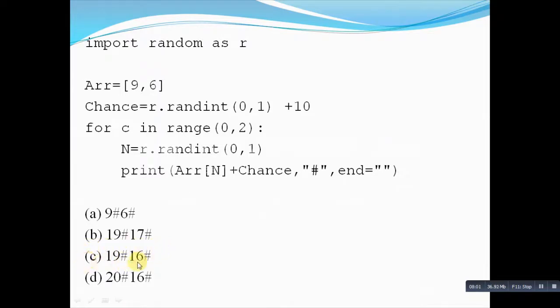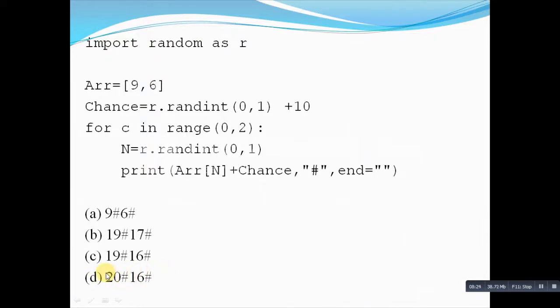Now we'll get into option D and see whether 20 hash and 16 hash is possible or not. 20 hash is generated only when the value of chance is 11, and 16 hash is generated only when the value of chance is 10. So from that point of view, this option is also incorrect.